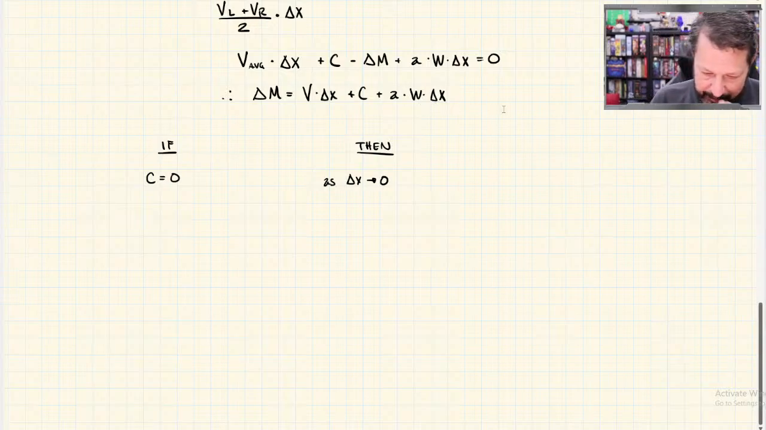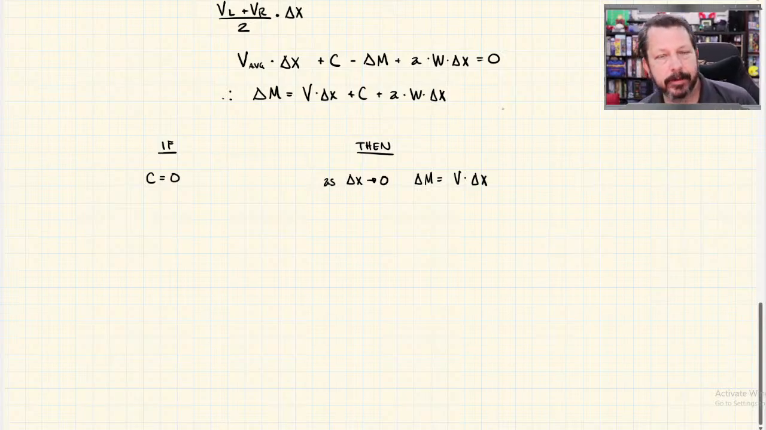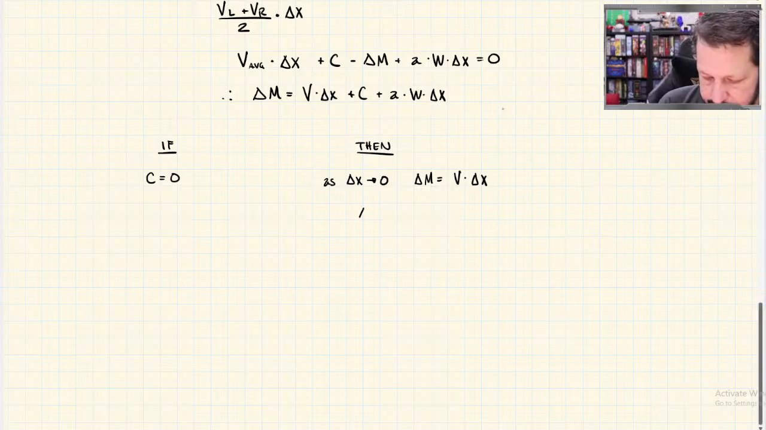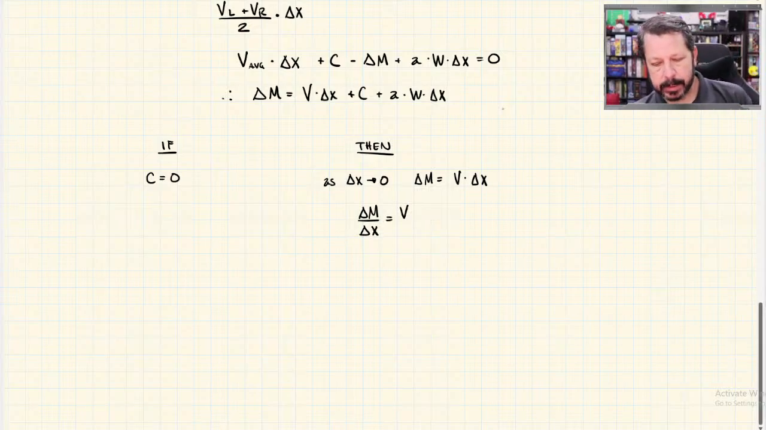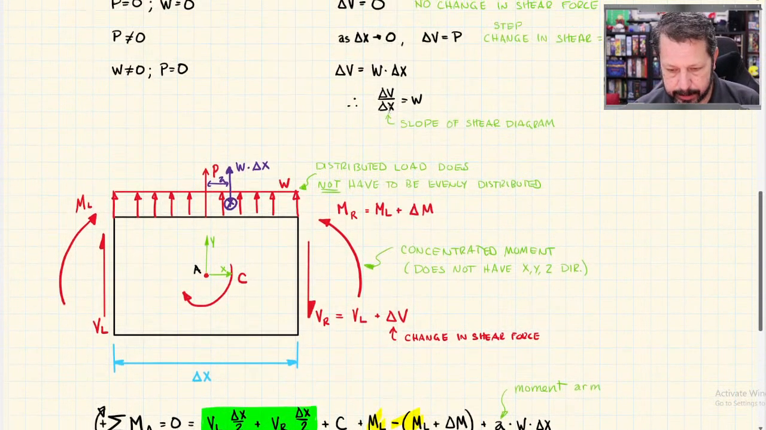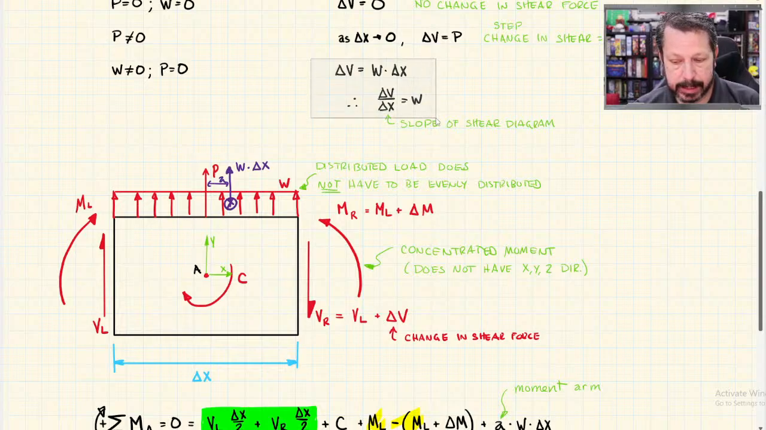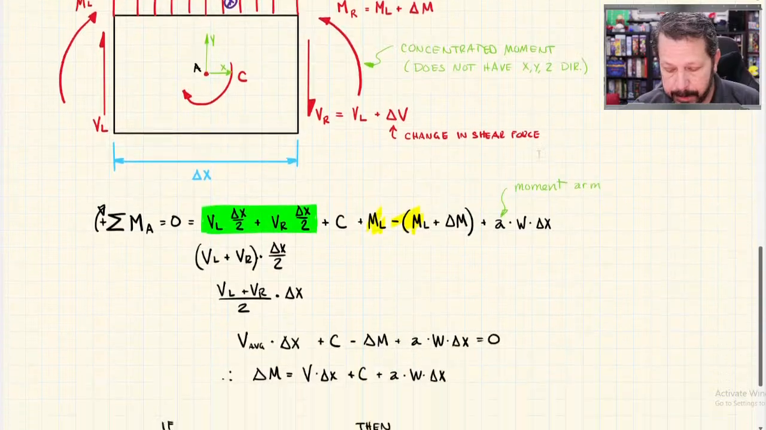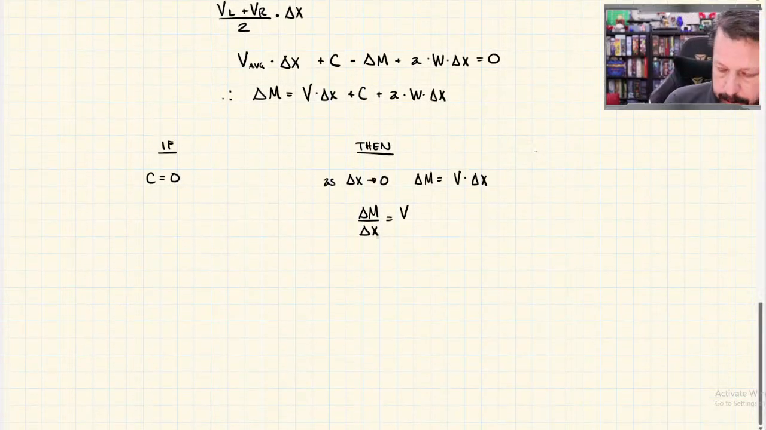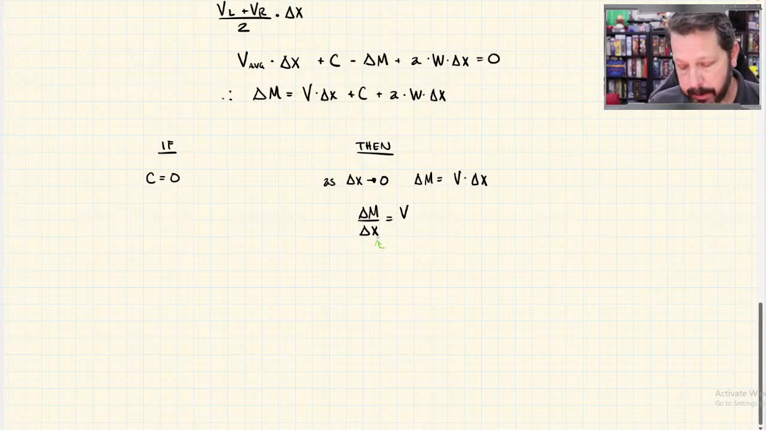So what's going to happen is I'll have delta M equal to V times delta x, and the one with the A in it has already gotten to 0, so it's zeroed out. So I'm going to rearrange again: delta M over delta x equals V. So the delta M over delta x is the same as before, when I had delta V over delta x as the slope of the shear diagram. This number is describing the slope of the bending moment diagram.